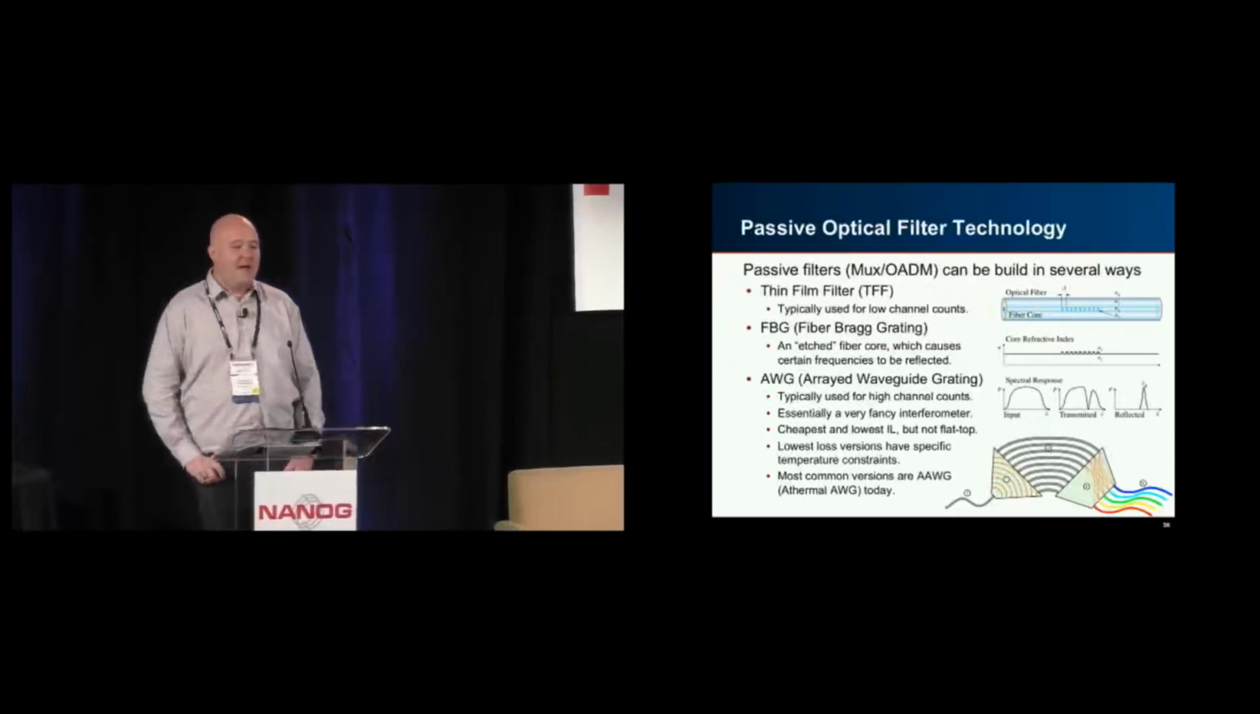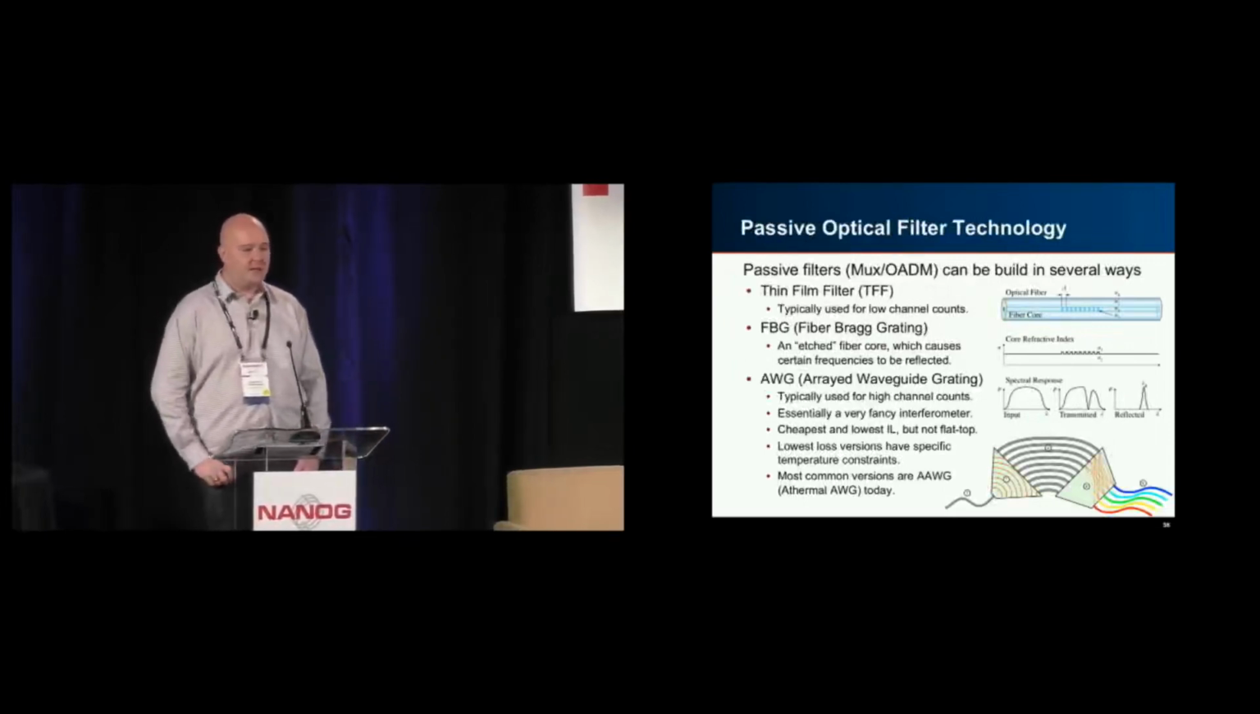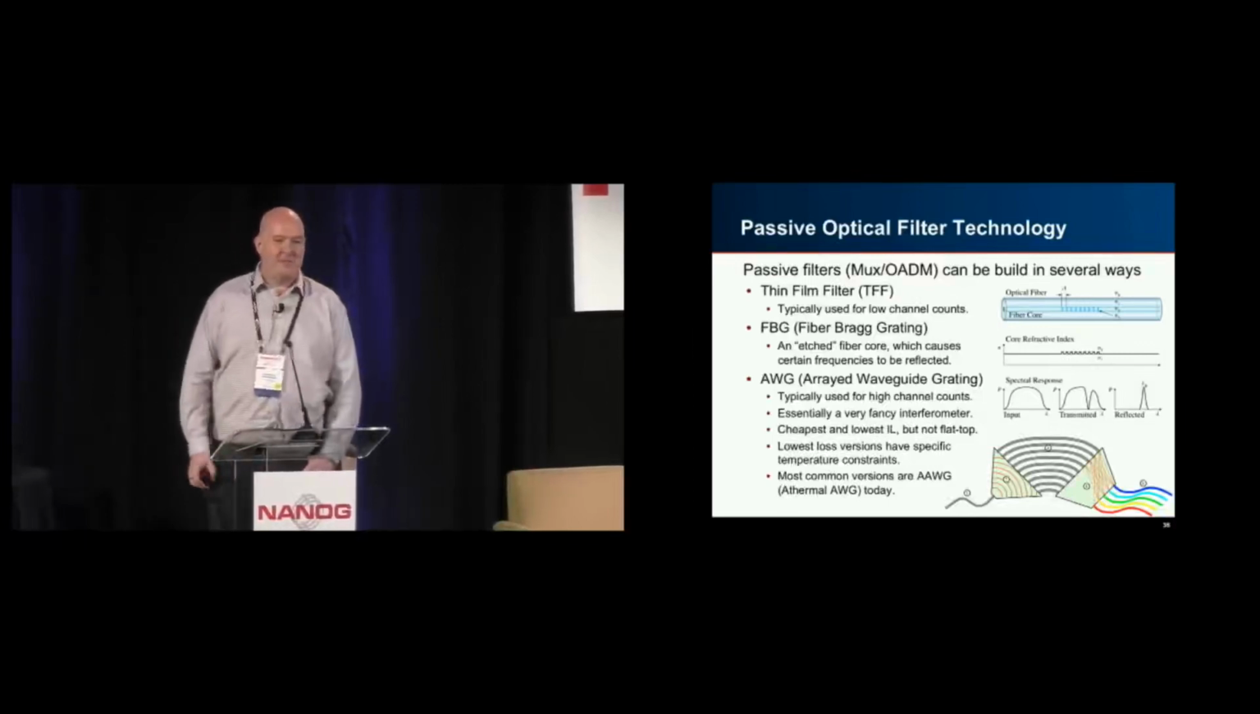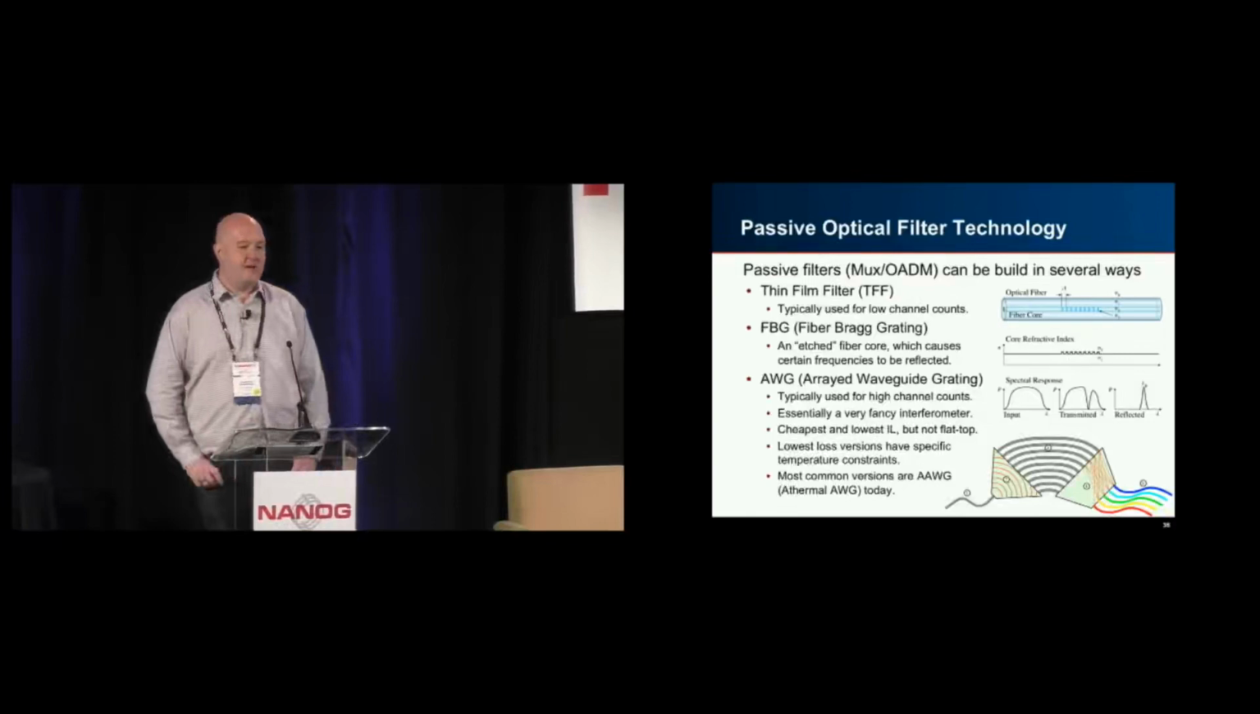So a little bit about the actual technology that's being used here. There are a couple of different ways to make a MUX or an OADM. The three basic ones are the thin film filter, the fiber Bragg grating, and what's called an AWG, an arrayed waveguide grating. Thin film filters are kind of your older technology. They were really popular for your 200 gigahertz era type stuff, and they're actually still really useful. They're still good when you've got low channel counts. So if you've got an 8-channel MUX or something like that, that's typically what you're going to see.